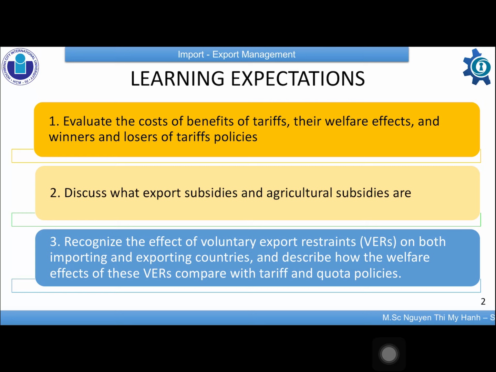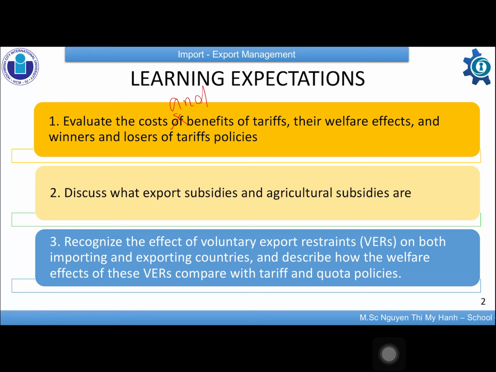After these lessons, you are supposed to know how to evaluate the costs and the benefits of tariffs, their welfare effects, and the winners and losers of tariff policies.